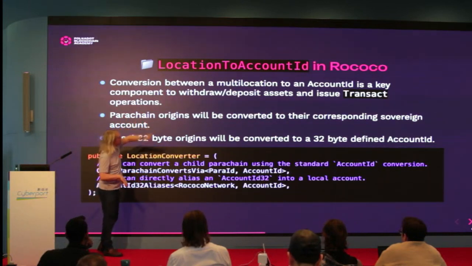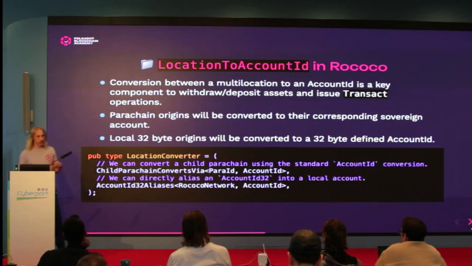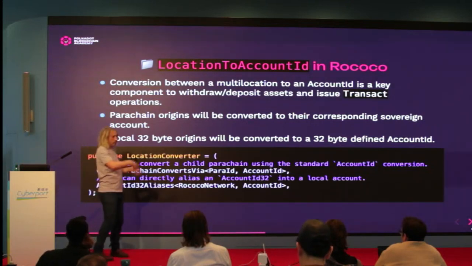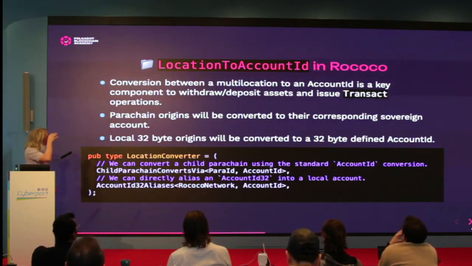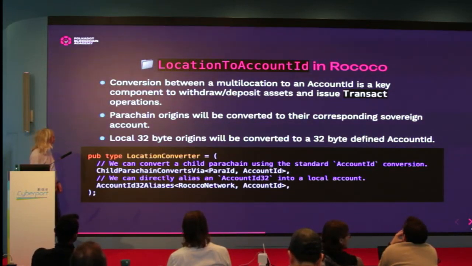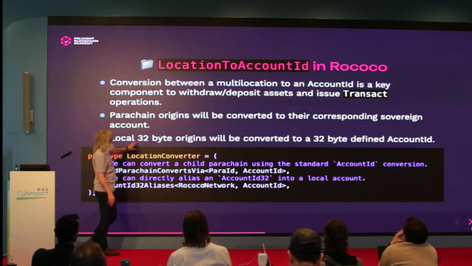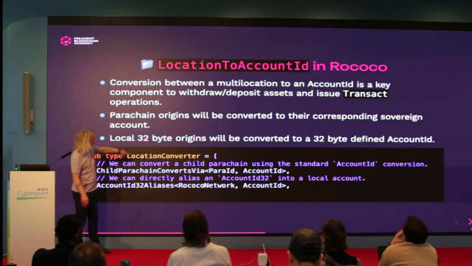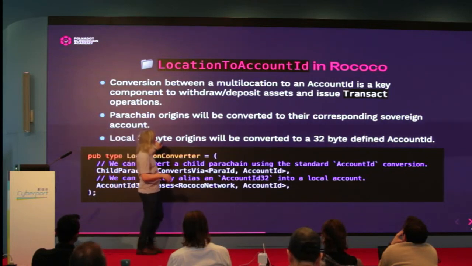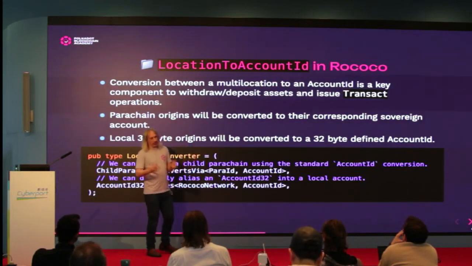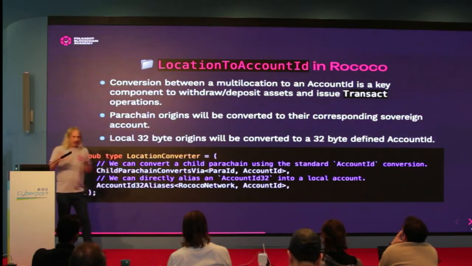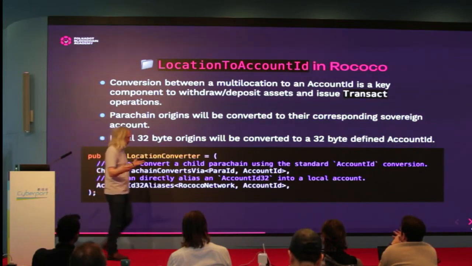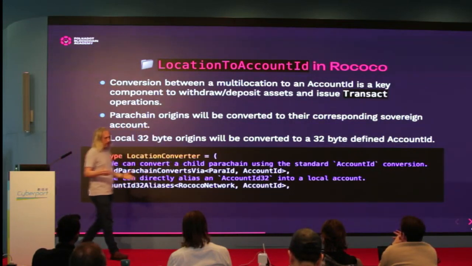So the origins of parachains will be converted into their corresponding account, the sovereign account. They use this location to account ID to do that. As I mentioned before, local account origins, regular normal account origins, just here /account ID 32, will just be the alias of that. There will be that account ID 32. /account ID of Gav will map onto account ID of Gav.